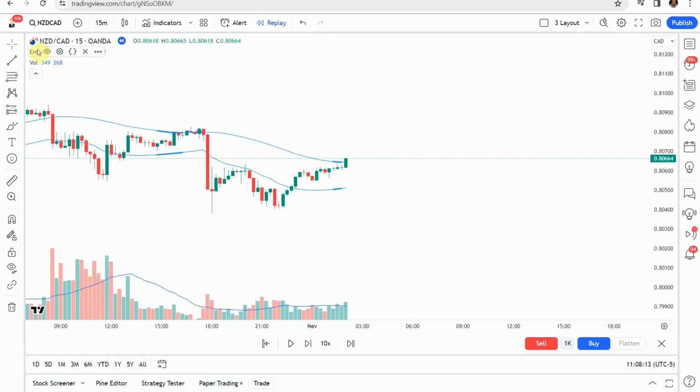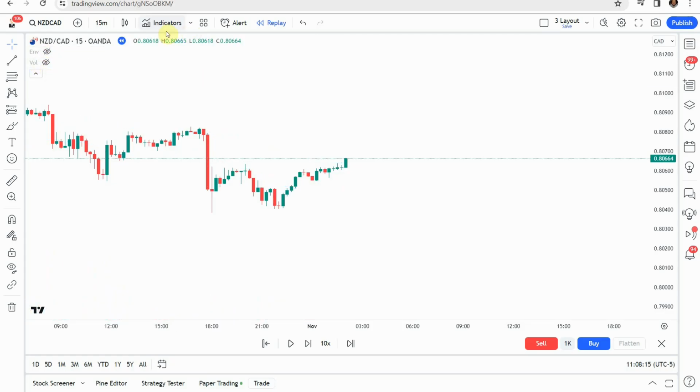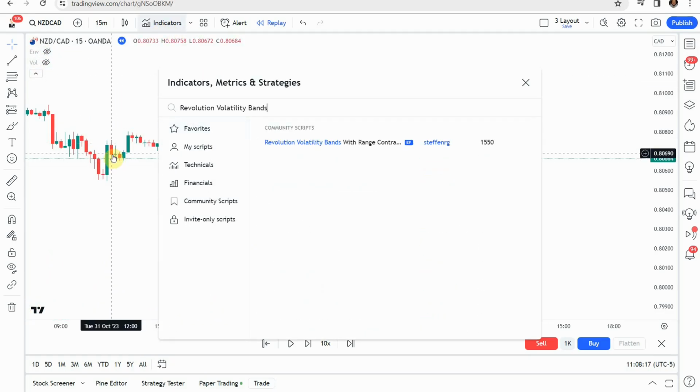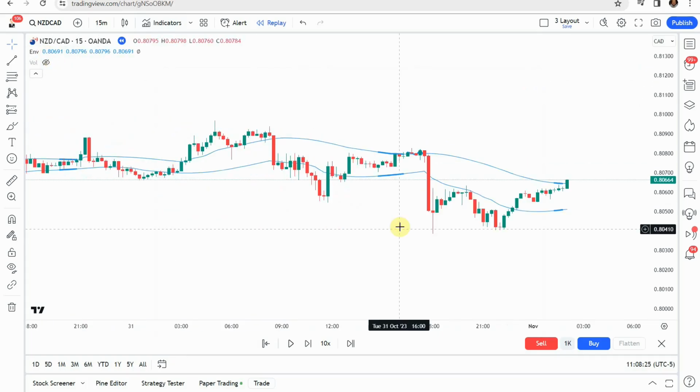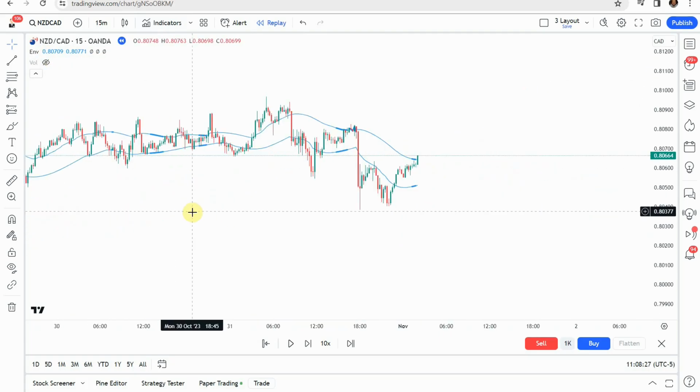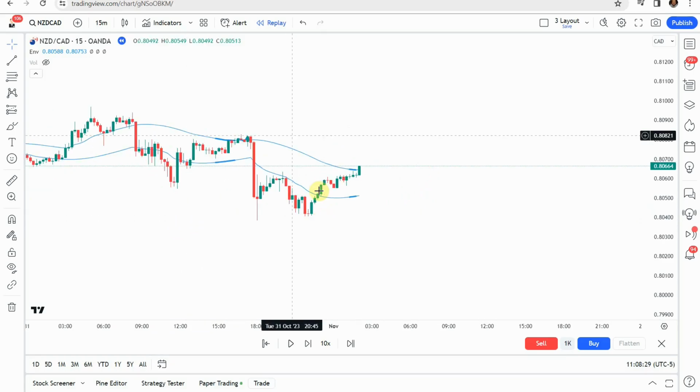So let's go ahead and hide these two indicators here. The main indicator you're going to put on screen is going to be the Revolution Volatility Bands here. Go ahead and add that to the screen and it will look like this right here. We'll keep all the settings on default.